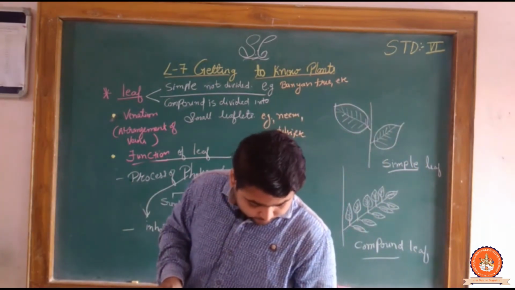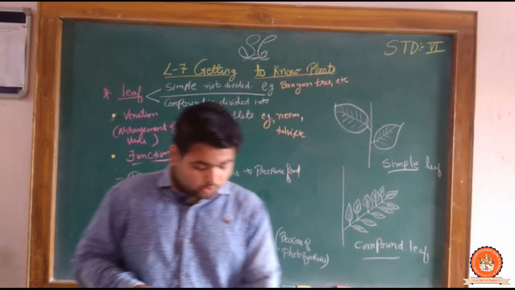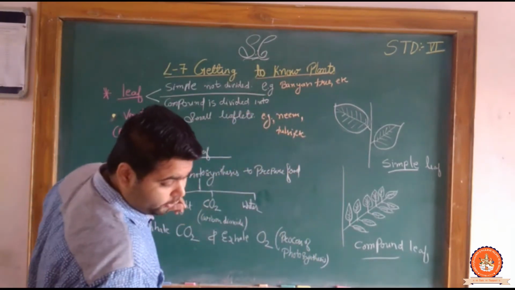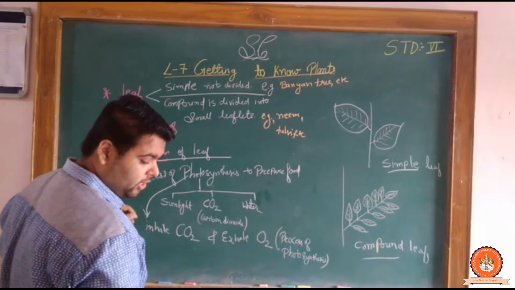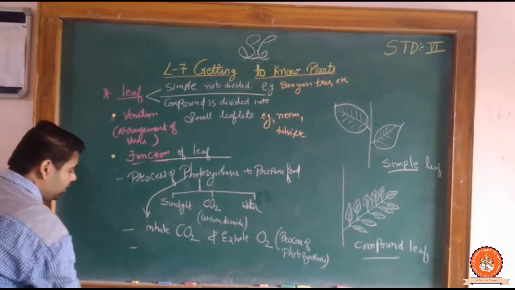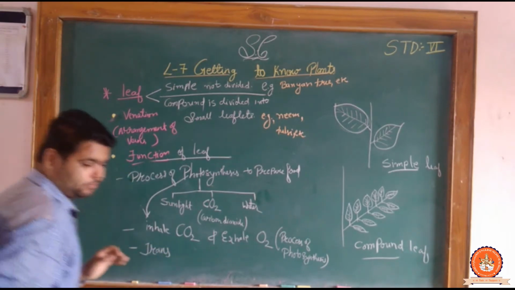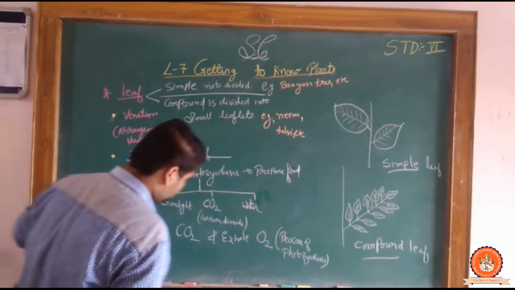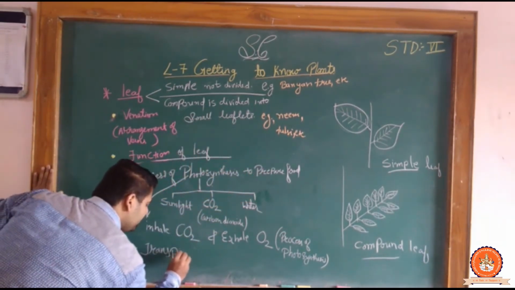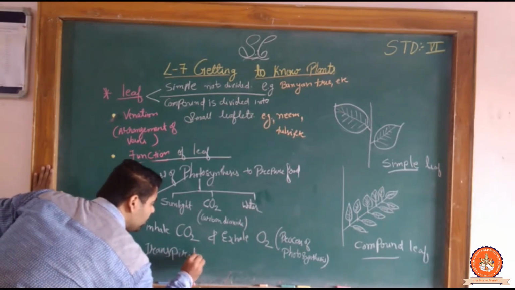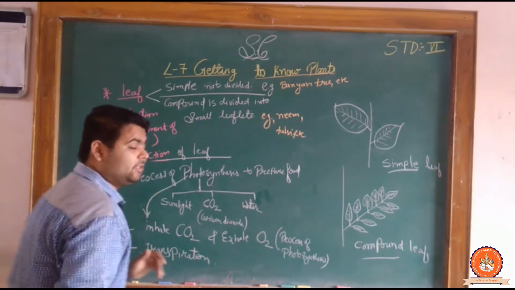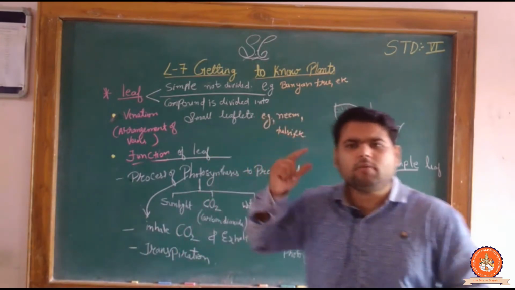Even that, it helps the plant to get rid of excess water through transpiration. So what they are doing? Transpiration. Now they are doing the transpiration process. Okay, sir, what is transpiration?